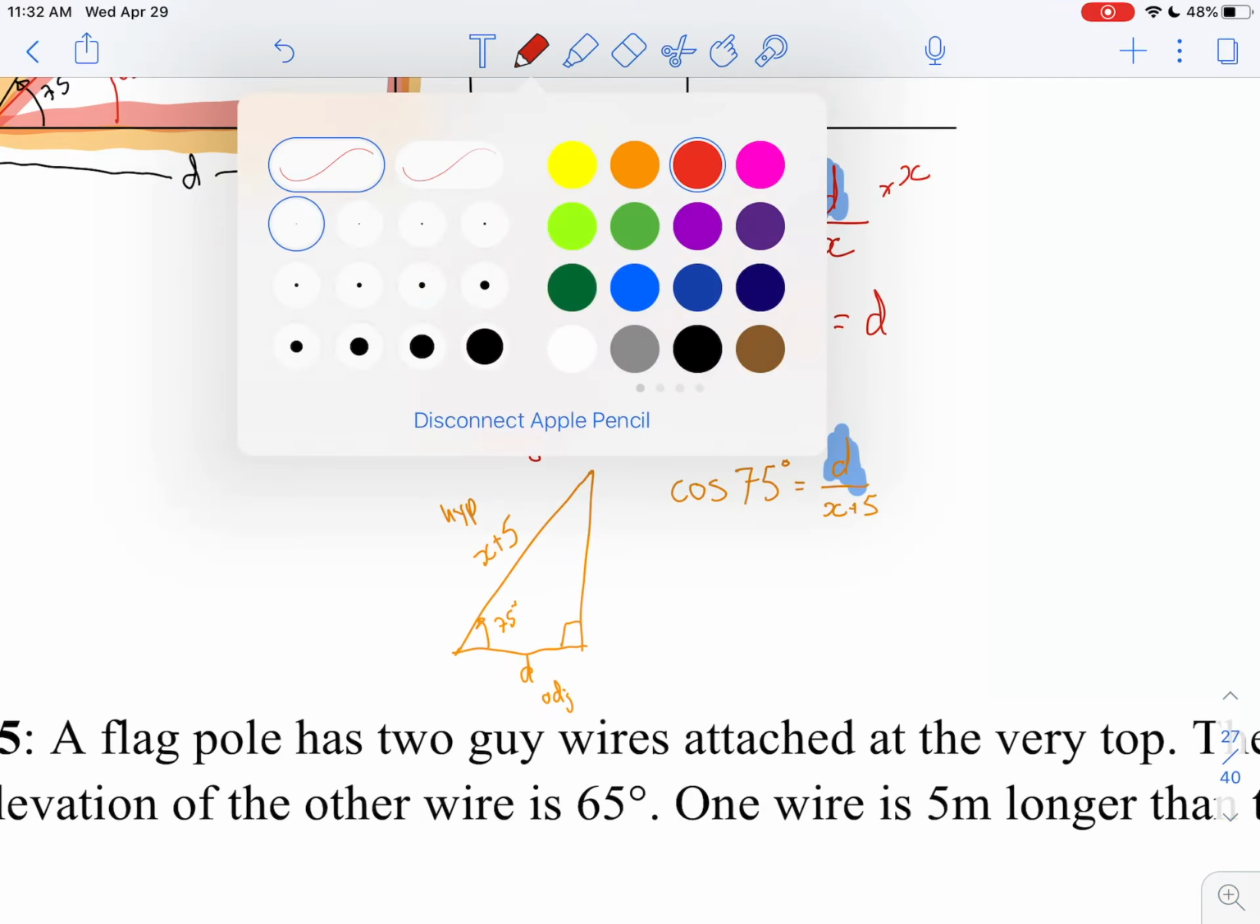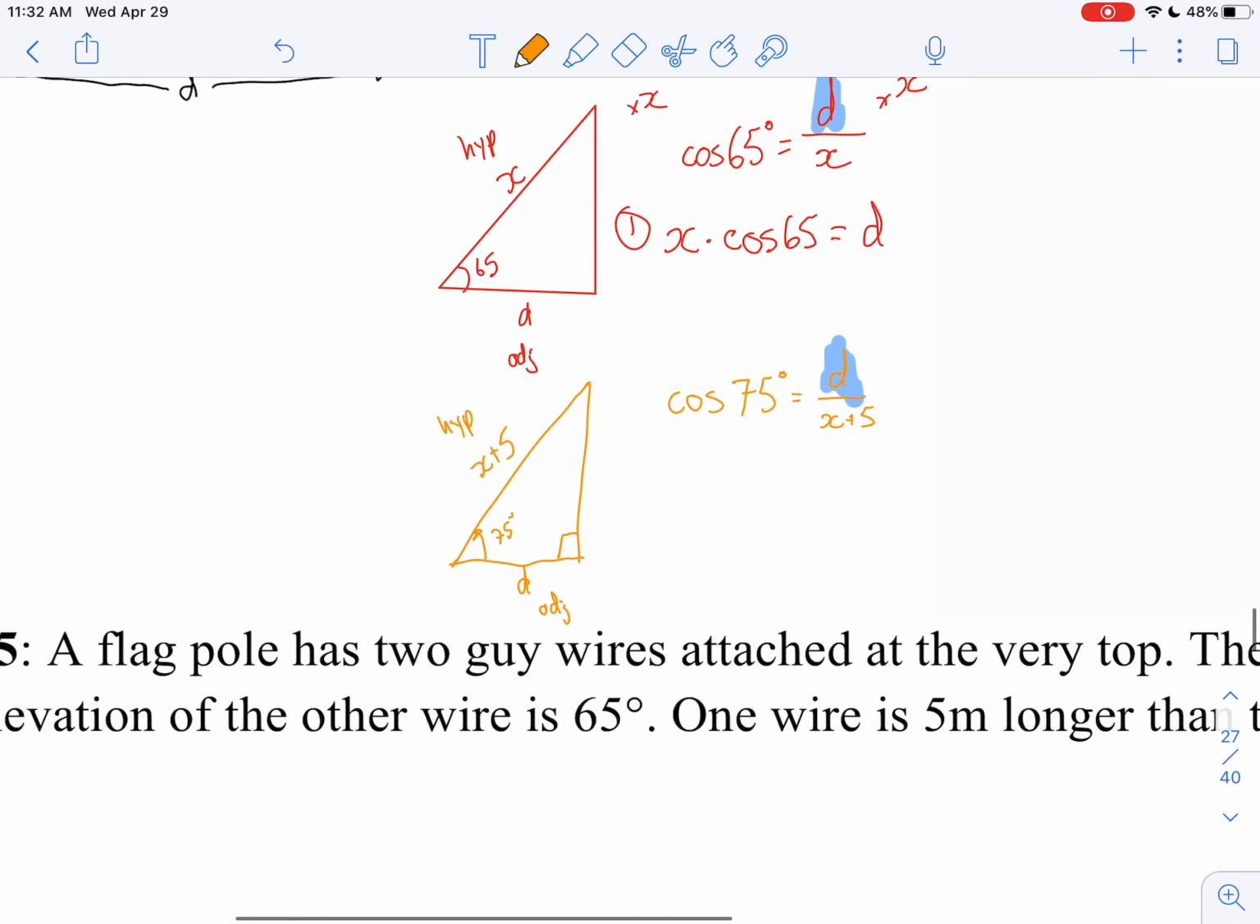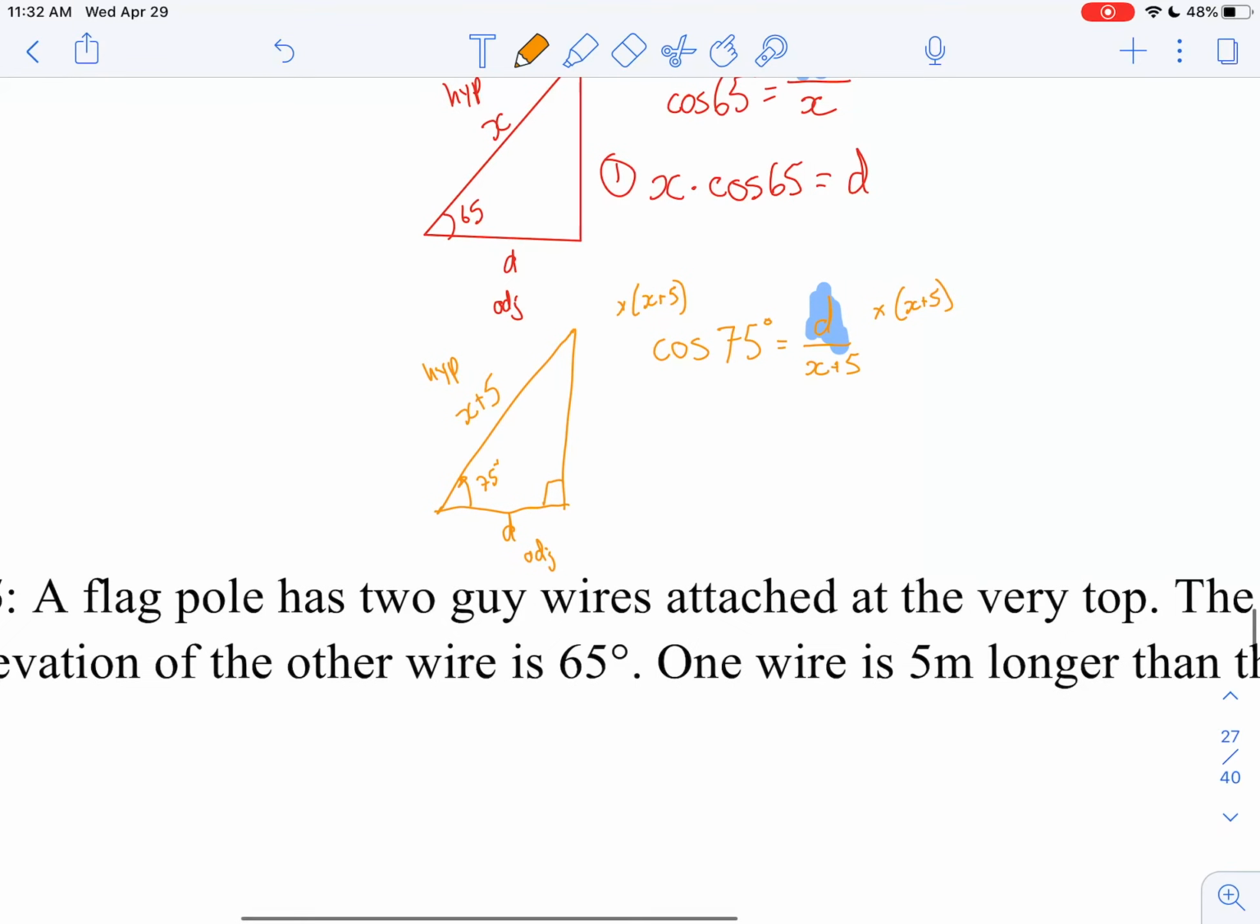And then I'm going to do almost the exact same thing in equation 2 and say, okay, I'm going to multiply this side by x plus 5. It's a little bigger, a little uglier, but make no mistake, we can still do it. Times that side by x plus 5. And I'm going to have the equation x plus 5 times cos 75 is equal to G.